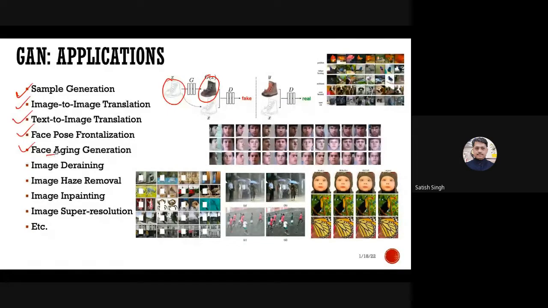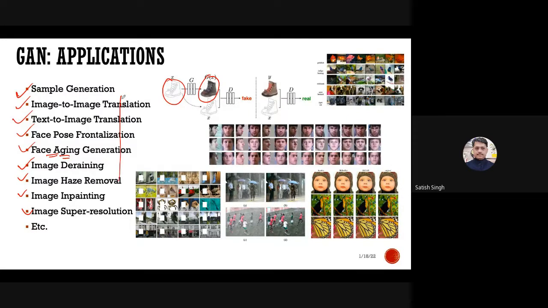Face aging generation is a very good application. Suppose you want to design a face recognition system which should be quite robust towards the aging effect, because aging is a big factor in facial recognition technology. So the aging effect can be synthesized with the help of GANs. Getting it? So face aging generation, image deraining, dehazing, image inpainting, image super resolution.